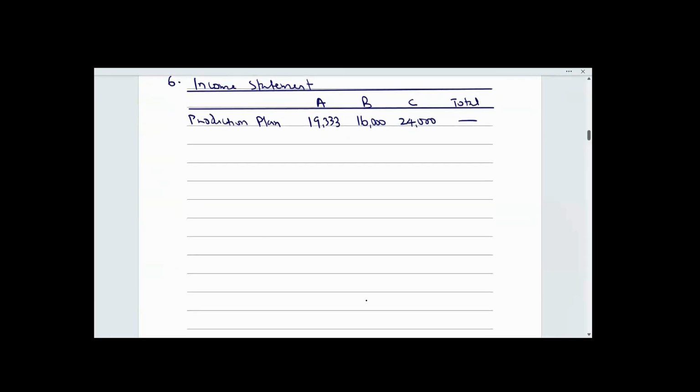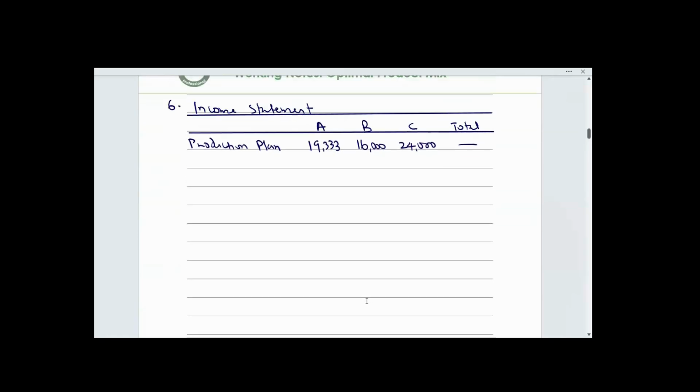So, production plan. The production plan that will maximize contribution for A is 19,333 units, B is 16,000 units, then 24,000 units for C. So these are the units that will maximize contribution for Amarachi Bottling Company.